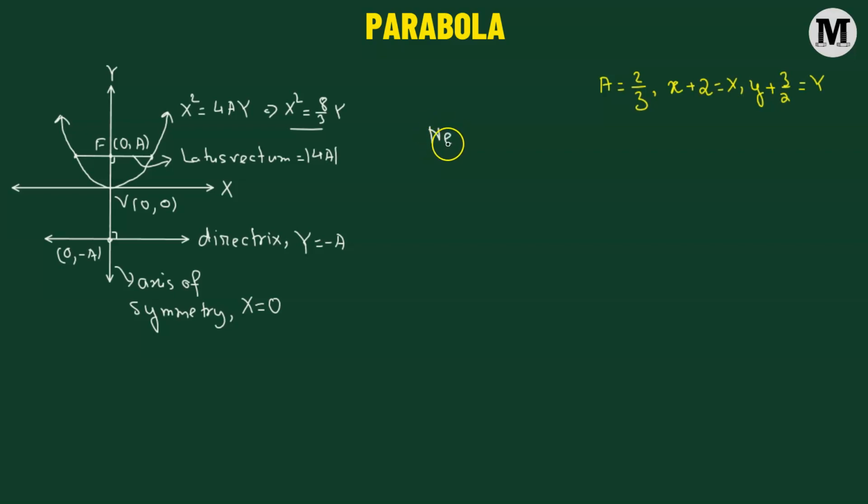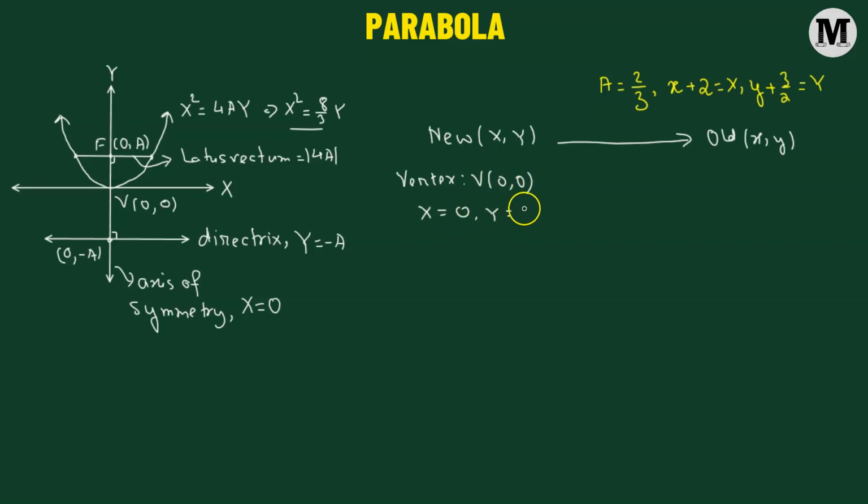We have the new coordinate system, capital X, capital Y, but our goal will be to go back to the old coordinate system. That means expressing in terms of x and y in lowercase. Okay, let us begin. So we'll start with the coordinates of the vertex of the parabola. In the new coordinate system, the vertex is defined at 0, 0, which means the X value is 0 and the Y value is 0.